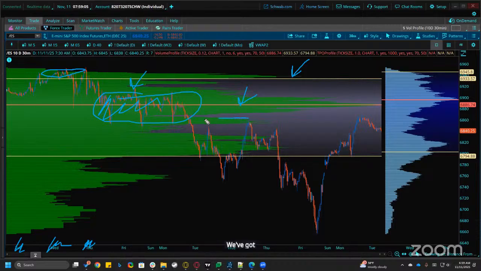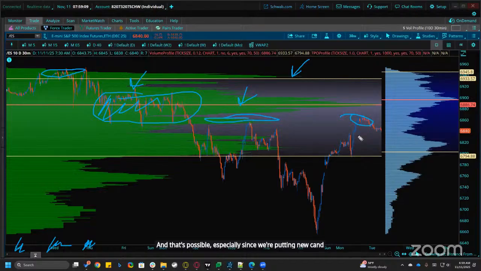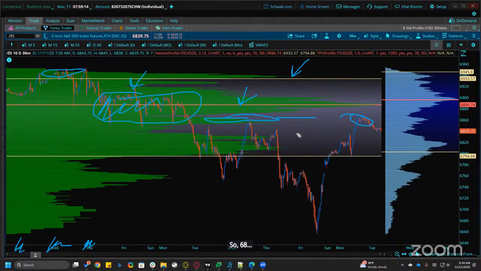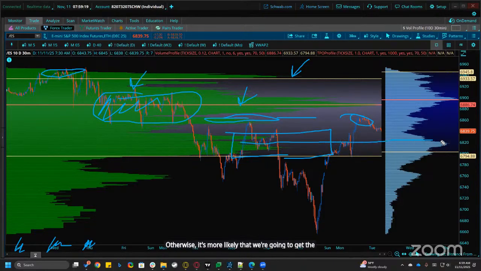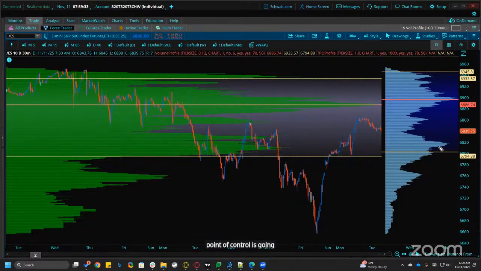We've got a level down here, and that's possible, especially since we're putting new candles in along that level. So 68.75 area doesn't look bad. Otherwise, it's more likely that we're going to get the point of control down here in that 68.11 area. And I think the TPO really shines on that one, right? You can see that elevated structure right there. That's very likely where the new point of control is going to be. I'd really like to be above it when it gets there.